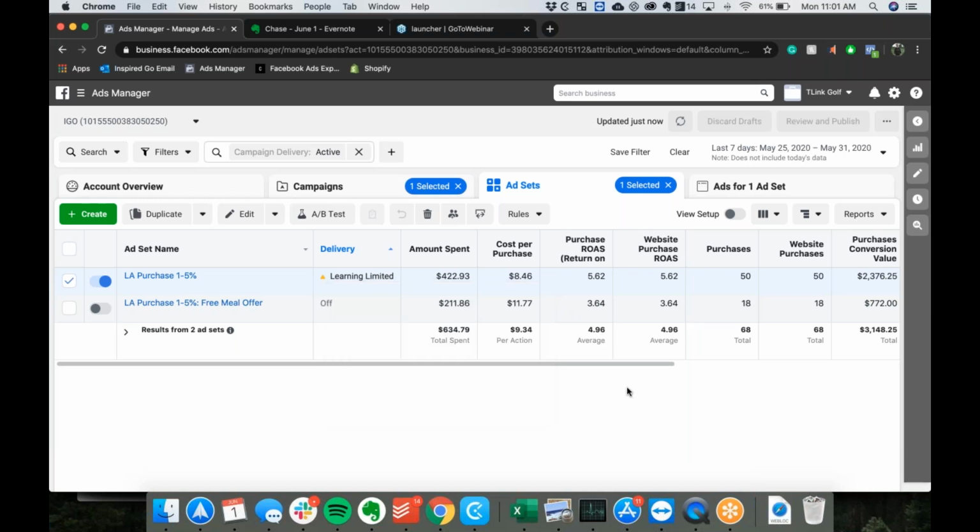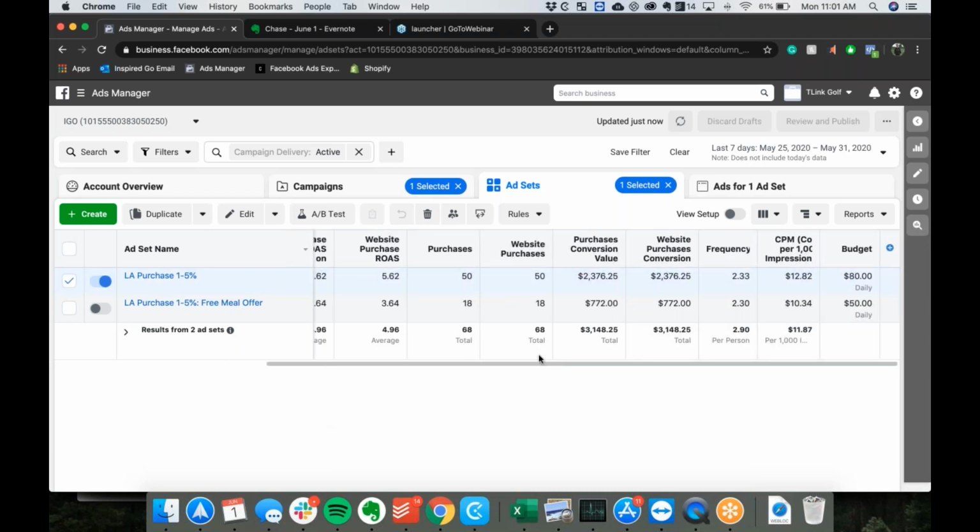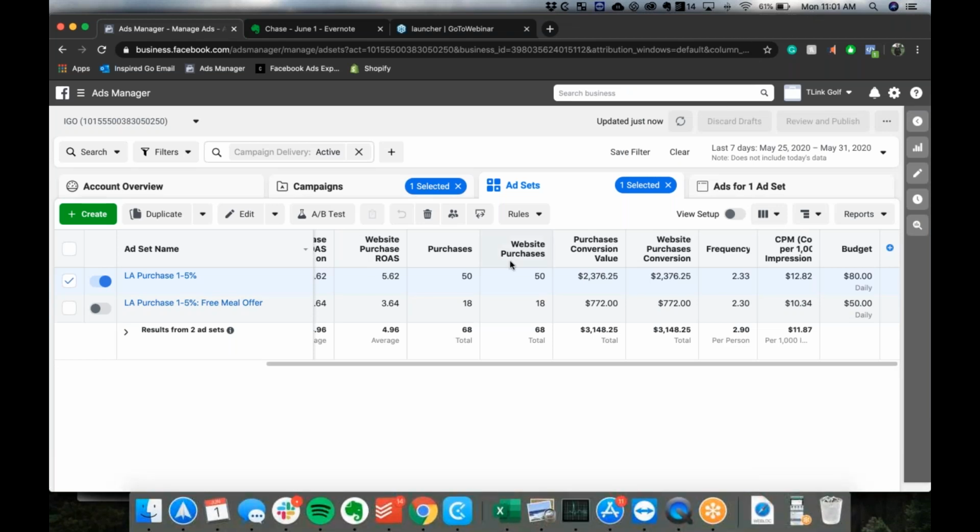Gotcha. So yeah, you generated enough purchases. Hover over that highlight again for the learning limited. So now that you turned off that other ad set, is this a CBO campaign? No, it's not, I believe. Oh, okay. $80 daily. Yeah, 80. Got it. Have you recently increased the budget?